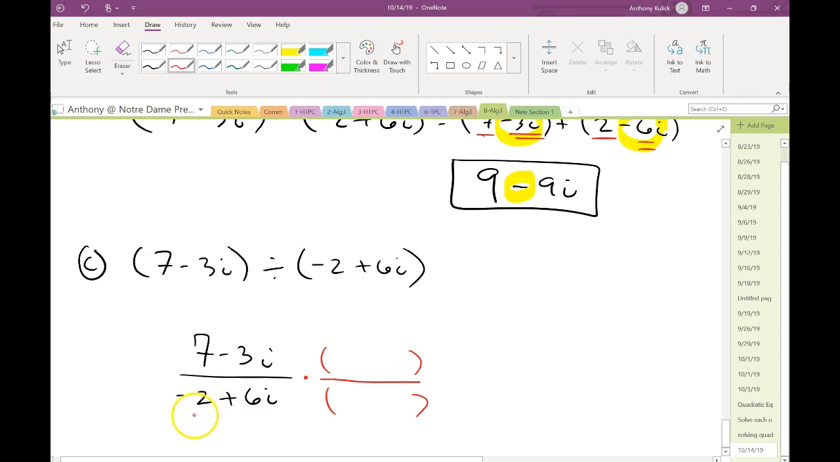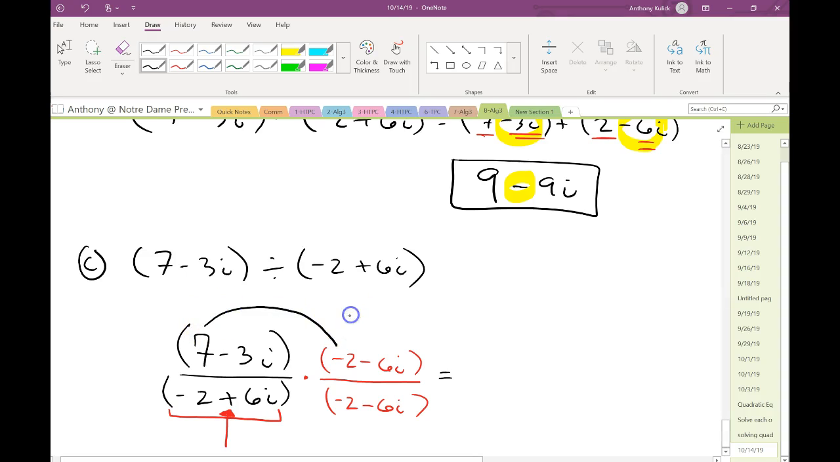The complex number I'm going to use is going to be based on the denominator, and it's going to be the same thing, just with the opposite sign in the middle. Every time. And now we just need to multiply out the numerator and denominator, and everything should kind of fall into place for us. So to multiply these out, I have to FOIL.